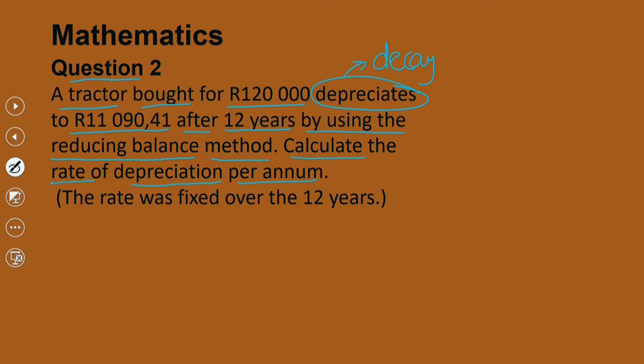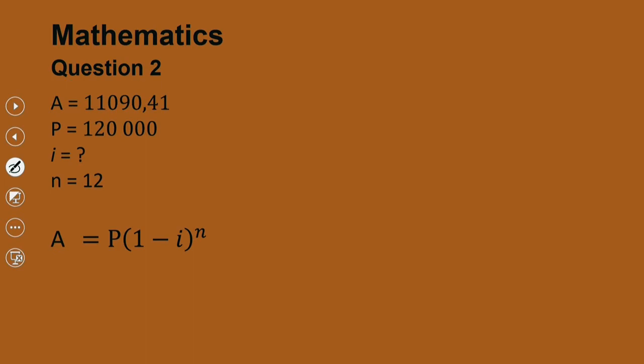The rate of depreciation. So now they say the rate was fixed over 12 years. This simply means that the rate did not increase nor decrease. It remained the same. Are we together? So what have I said to you? I said to you the first thing that we must do is write down the given information. We have been given the following.